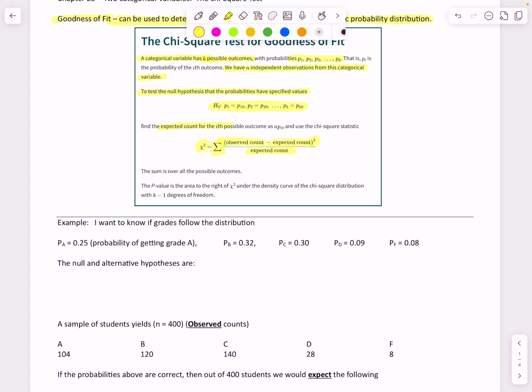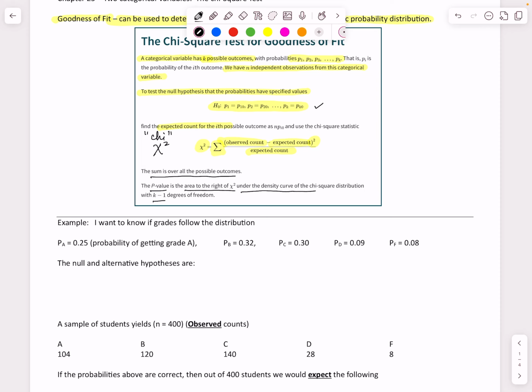This is called the chi-squared. This is the letter chi in the Greek alphabet, and we just call it the chi-squared, adding them up over all the possible outcomes. The p-value is just the area to the right. We're never going to have a less than or greater than. Your null is always, these are the probabilities, and your alternative is at least one of these is wrong. You're always doing the right side, which is kind of nice, and it has k-1 degrees of freedom.